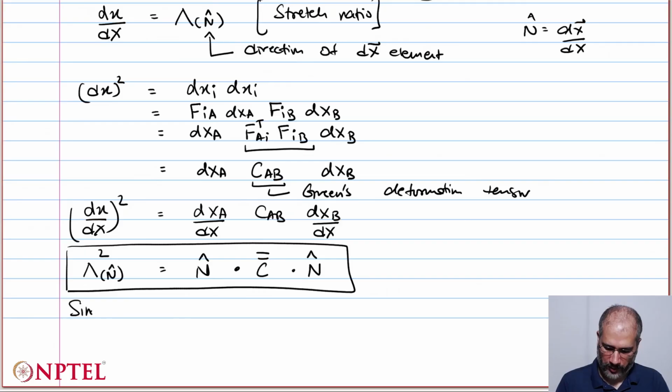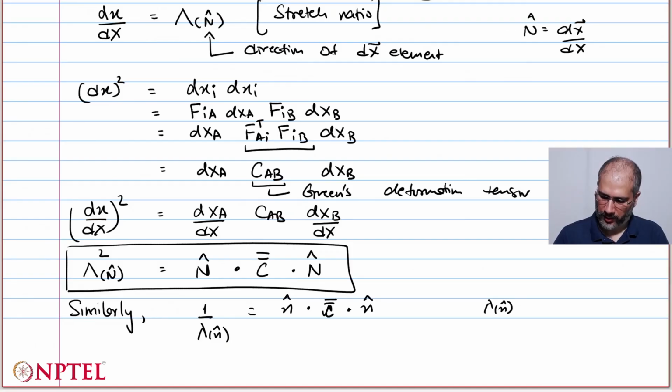And in a very analogous fashion, I can show that 1 upon small lambda small n hat is given as small n hat dotted with a small c tensor dotted with a small n hat. Now this lambda small n hat is defined as d small x by d capital X, where n hat is given as d small x vector upon its magnitude. So this is when you work in the spatial coordinates, by looking at elements in the deformed configuration and figuring out what was happening to them in the undeformed configuration.